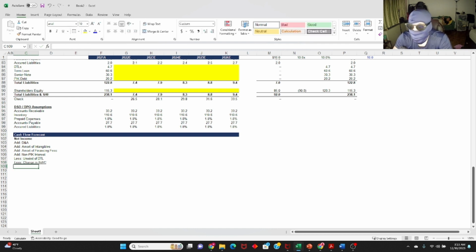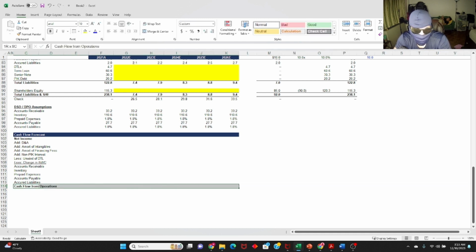Okay. So now you have your accounts receivable. I can't spell receivable for the life of me. Prepaid expenses, accounts payable, and your accrued. Why am I not just linking up here? Hard code. And now you have your cash flow from operations. So that's going to be one line.